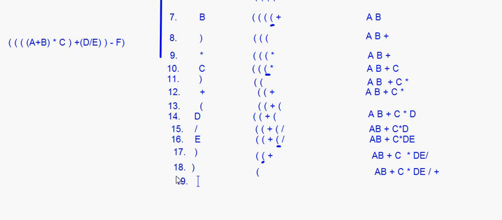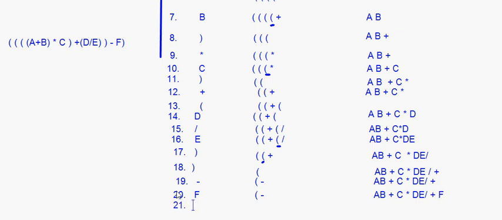After that, D divided by E, two closing brackets, you have minus sign. That is an operator that goes into the stack. So here you will have AB plus C into DE divided by plus. Then you read an operand, that is F. So this F will now go into the postfix expression. So it is AB plus C into DE divided by plus, and then F, right?